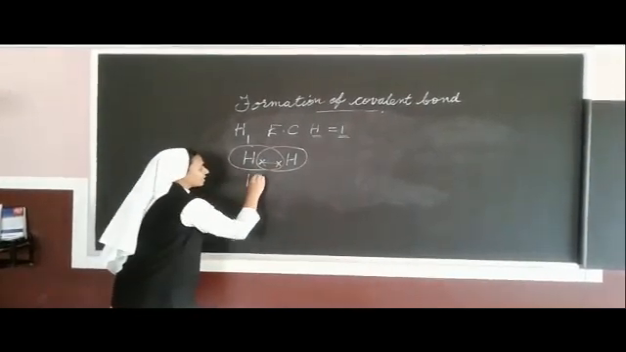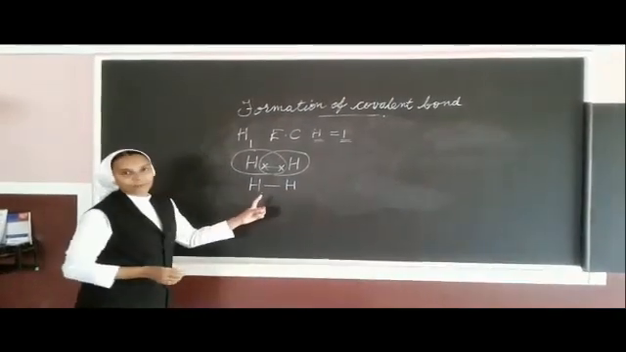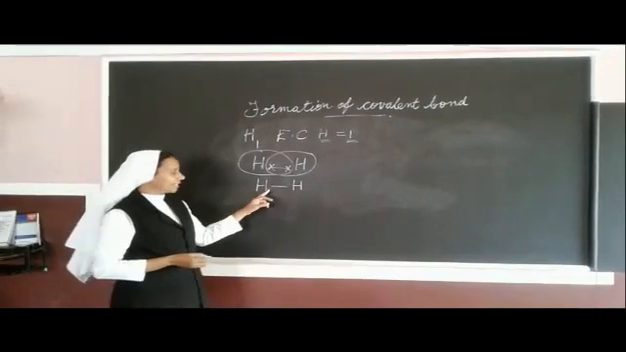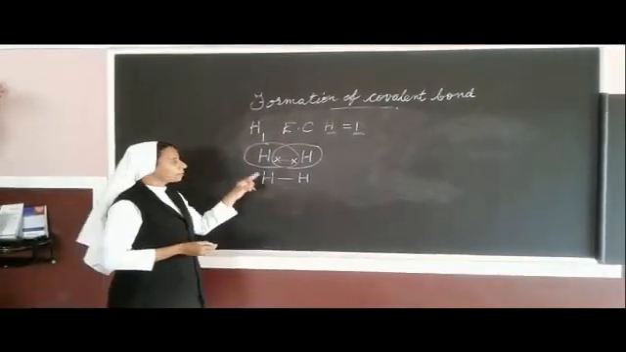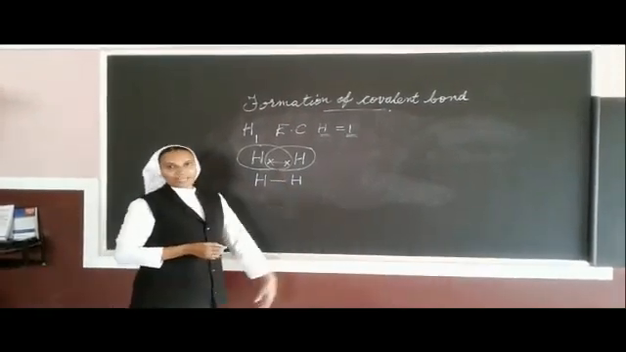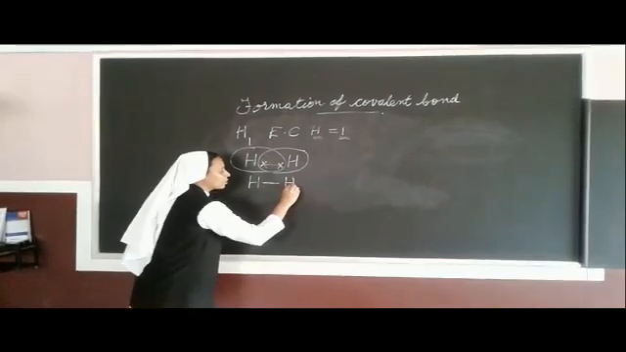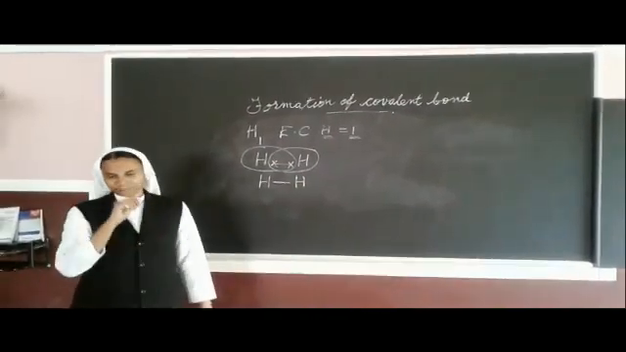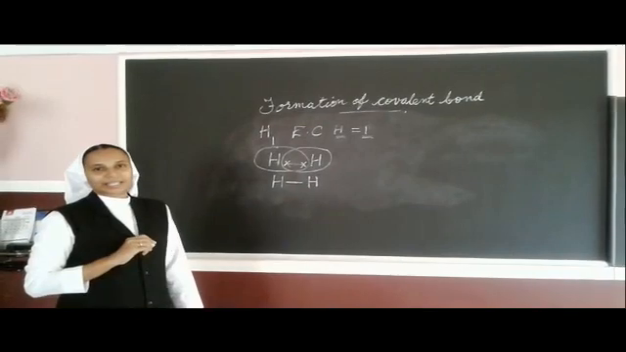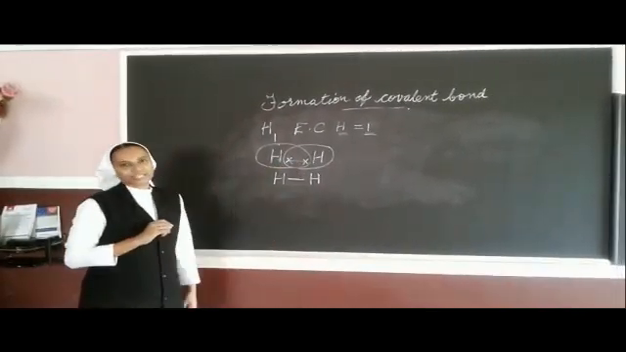We can represent it like this: hydrogen, bond, hydrogen. Here there is only one bond, that is a single bond. This is the covalent bond because it is formed by the sharing of these two electrons. One pair of electrons is shared, and then one covalent bond is formed. This covalent bond is known as a single covalent bond because only one pair of electrons is shared.